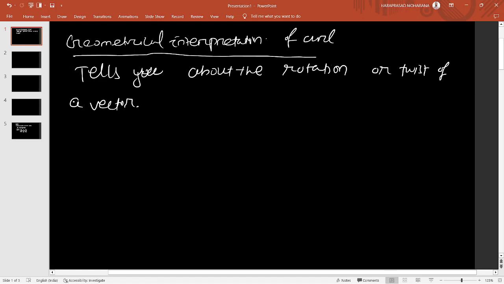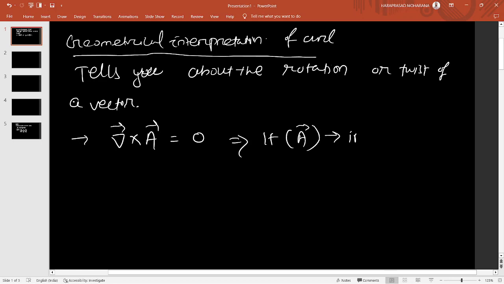So let's suppose the curl of A is 0. It means the vector is irrotational. If the curl of a vector field is 0, then you can say the vector field is irrotational. So this is all about curl.